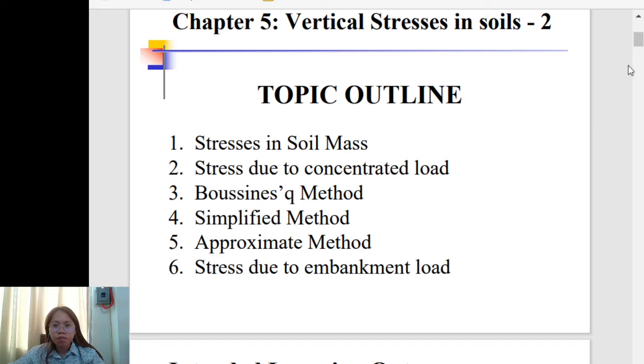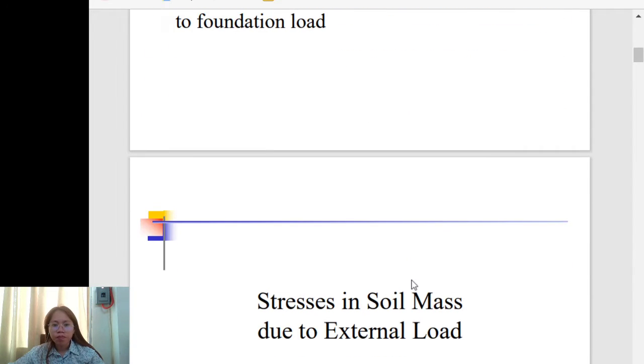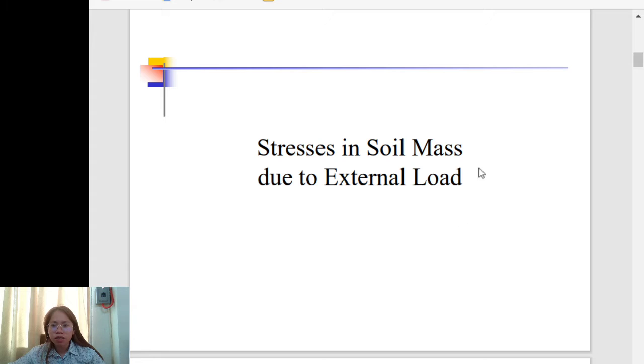So let's proceed. We have the topic outline, the stresses in soil mass. So we'll discuss the stress in soil mass, stress due to concentrated load, the Boussinesq method, simplified method, approximate method, and stress due to embankment load. For the intended learning outcomes: explain the stress distribution in soil mass when subject to foundation load, and calculate the estimated net stress increase due to foundation load. So first we'll understand the stresses in soil mass due to external load.